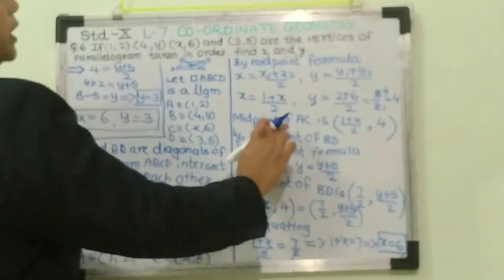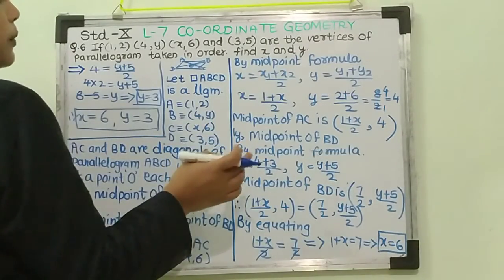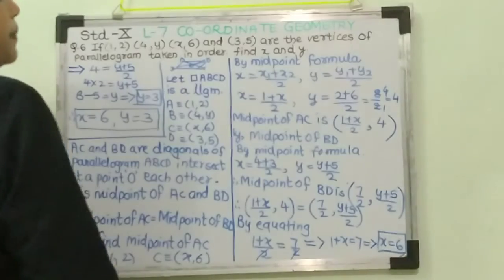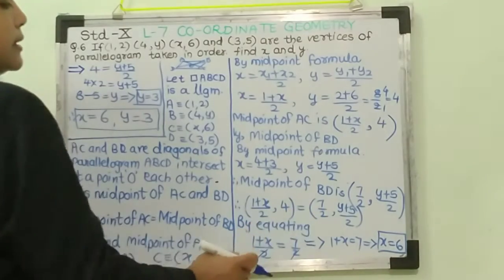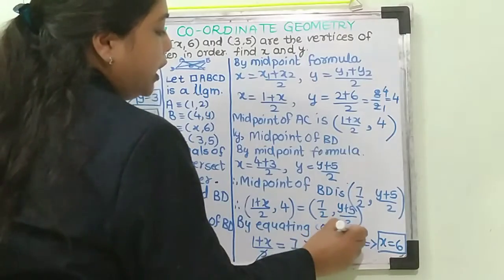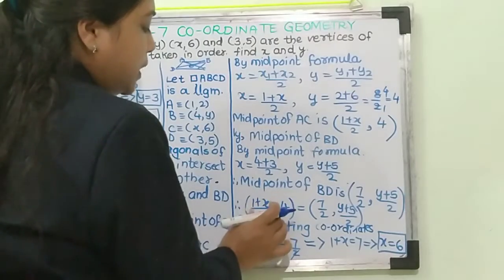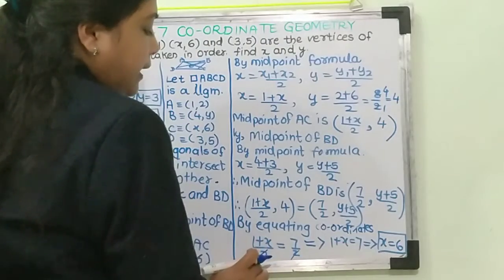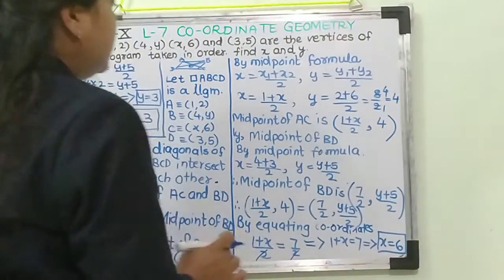Midpoint of AC we get 1 plus x upon 2 comma 4, and midpoint of BD we get 7 upon 2 comma y plus 5 upon 2. Then we have to equate the coordinates. First we are going to equate the x coordinate. So here 1 plus x upon 2 equals 7 upon 2. 2 will get cancelled and 1 goes to this side, it becomes minus. So x equals 6.